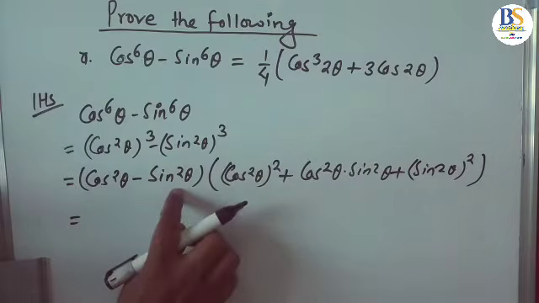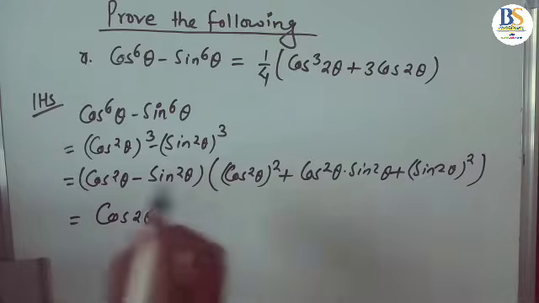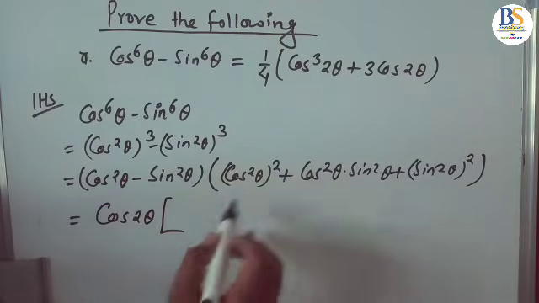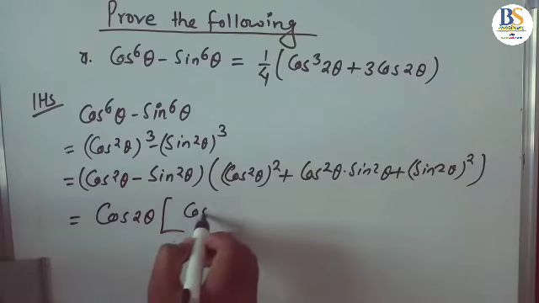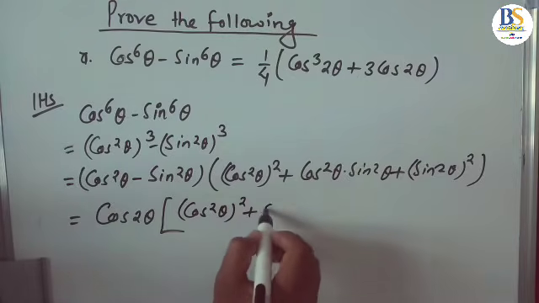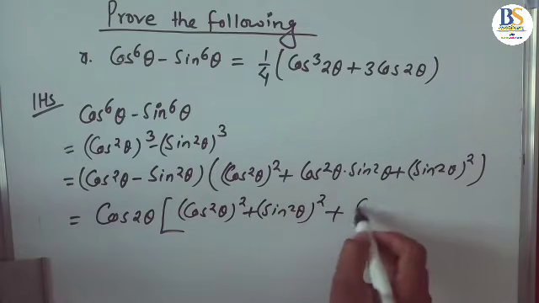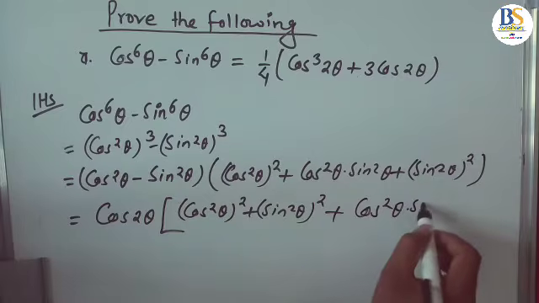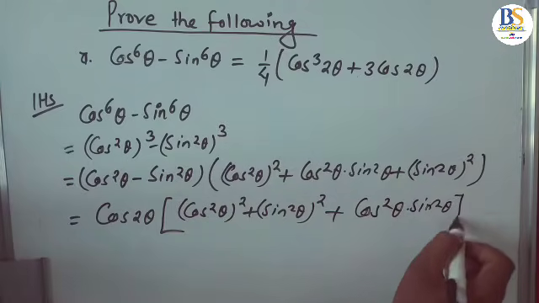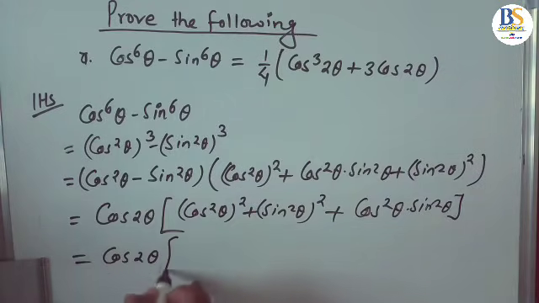Then cos square theta minus sin square theta is just cos 2 theta, times cos square theta whole square plus sin square theta whole square. Arrange these terms and write down this term as it is, cos square theta sin square theta. There is cos 2 theta.